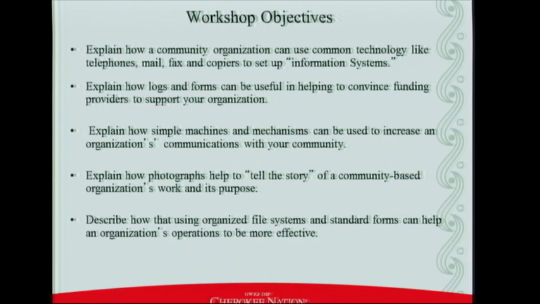We'll also explain how photographs help tell your story. Why is it good to tell our story, guys? Who wants to know our story? The community. Who else wants to know our story? You guys. Us guys, that's right. And then we'll also describe how using organized file systems, well, they just help you be organized, right? All right.